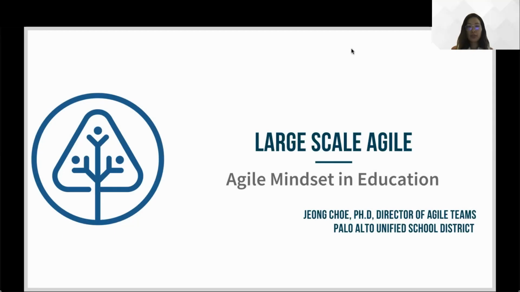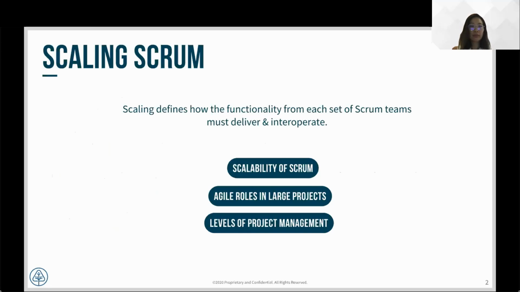In this section of the presentation, we're going to go over how we can approach large-scale Agile at institutional level. Scaling Scrum or scaling Agile process is defined by how the functionality from each set of Scrum teams must deliver and interoperate. This involves scalability of Scrum, Agile roles in large projects, as well as levels of project management.